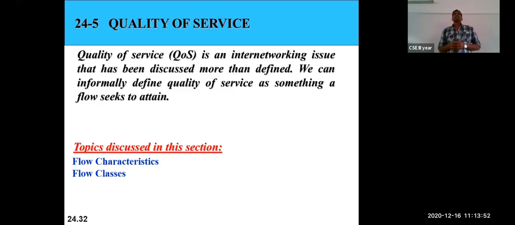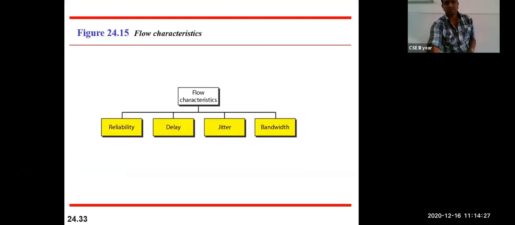Quality of service is a networking issue, an internet issue that has been discussed more than defined. We can informally define quality of service as something a flow of data seeks to attain. It is just something that the flow of data should attain. Please pay attention from now on. If this question comes in the examination, you are one of the luckiest persons, because these techniques are very simple, straightforward techniques for you to understand.